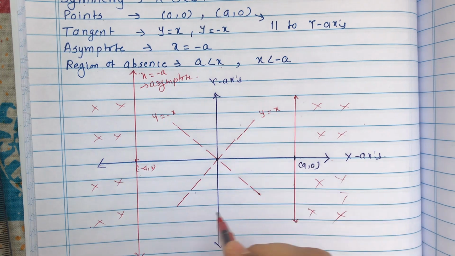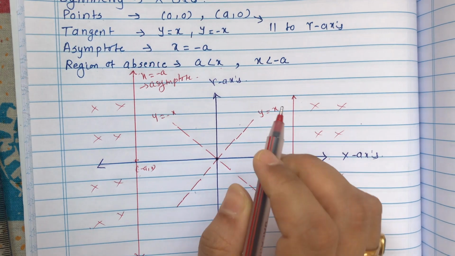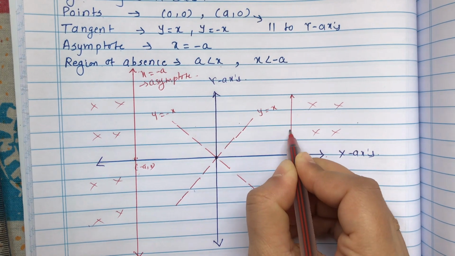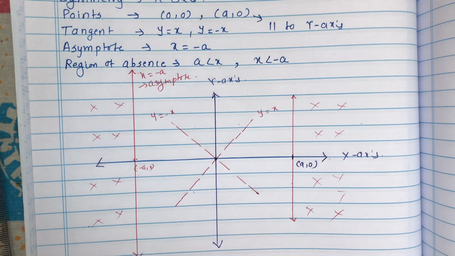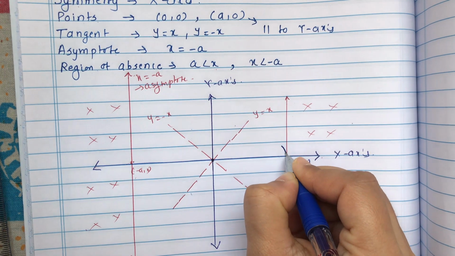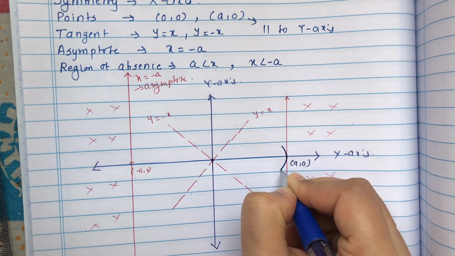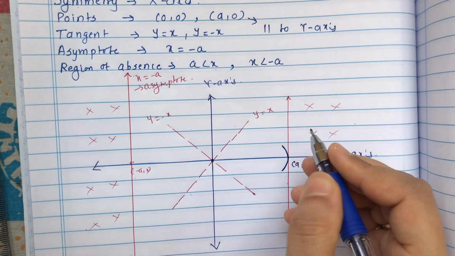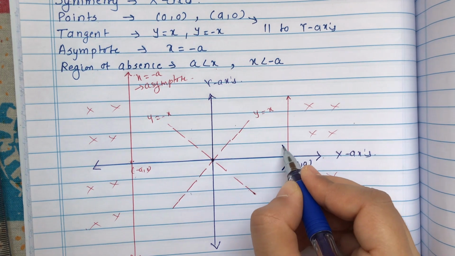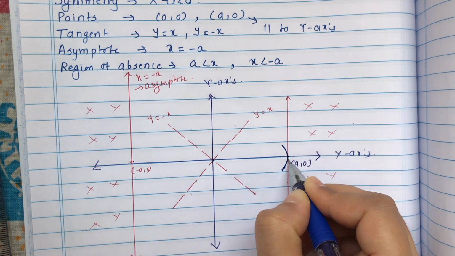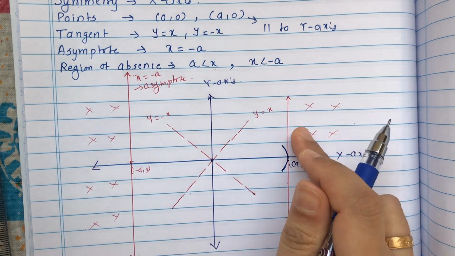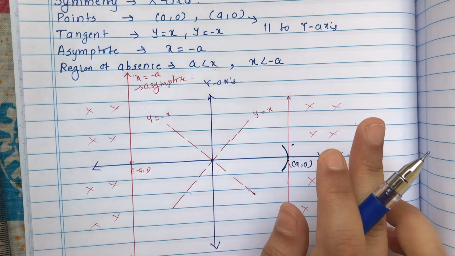Actually, we have to draw the curve. Now at this point, this is a tangent, so the nature of the curve will be like this. You can refer to video number 1 on nature of the curve at tangent. So this will be the nature of the curve at this point. Similarly, you can draw this shape also, but this is a region of absence.